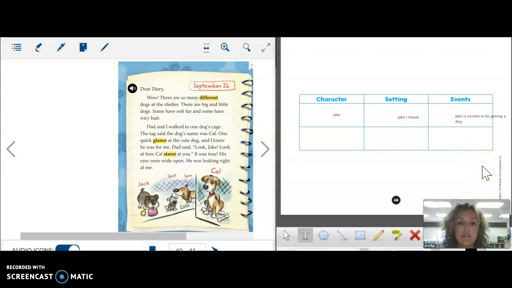Okay, I want you to continue reading Finding Cal, and I want you to see if you can find another character, another setting, and another event that happened in this story. When you are finished, take a picture of your graphic organizer and submit it below.